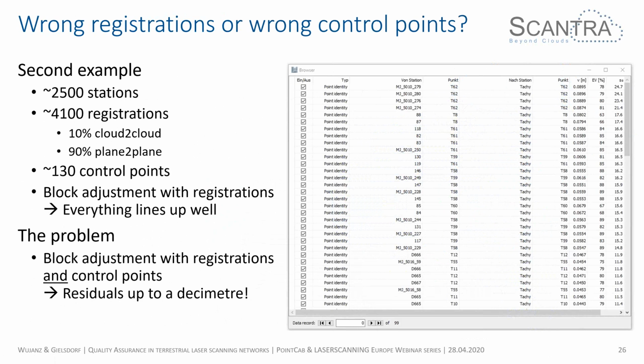And this is the problem. When this occurs, people start to, well, I wouldn't say freak out, but lose confidence quite quickly. Then he asked the question, are there any wrong registrations in there? But again, his redundancy was great, so we could rule that out. And then we had a deeper look at his control points.